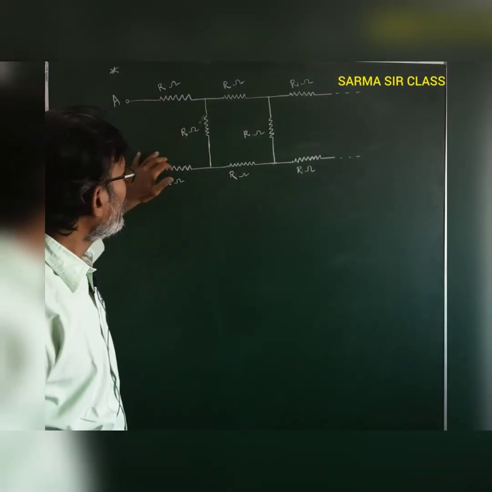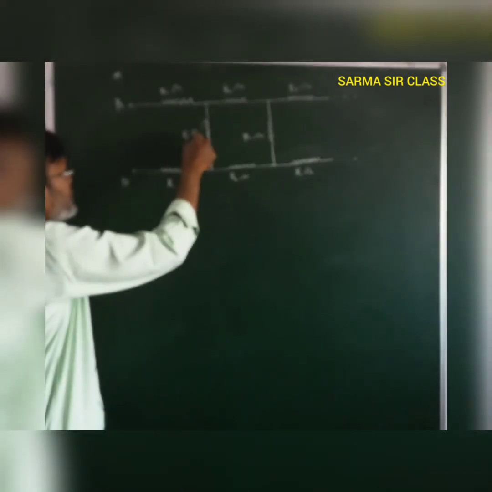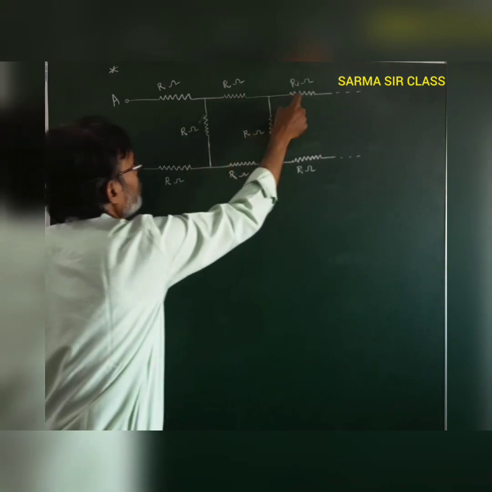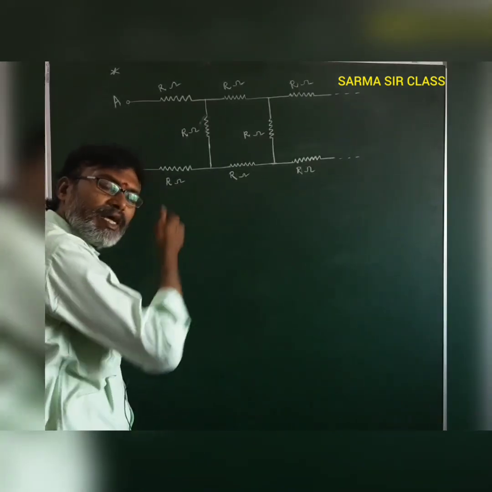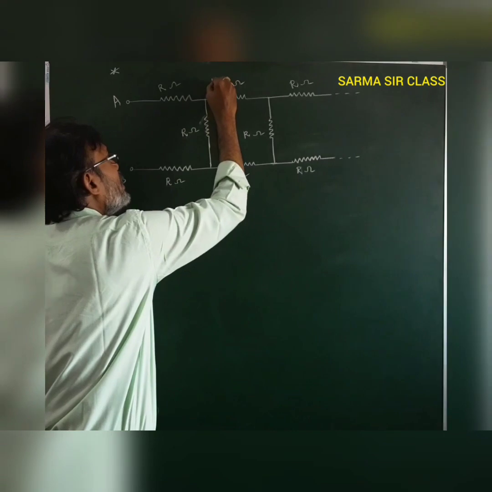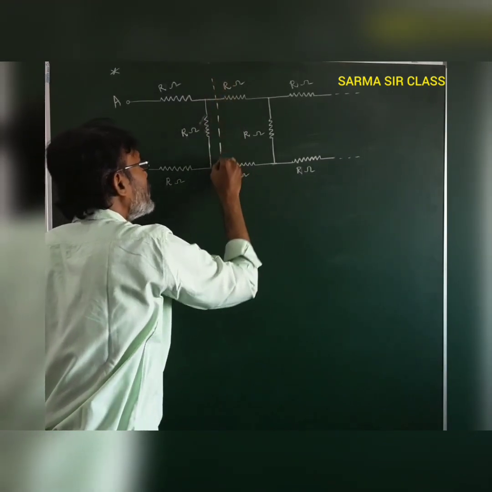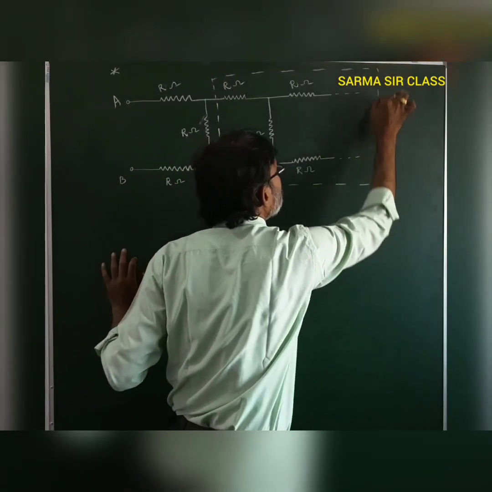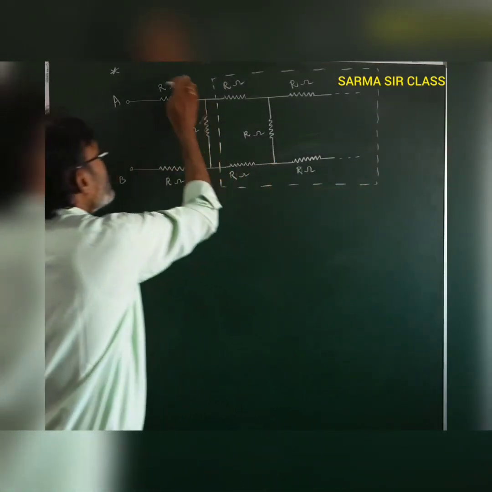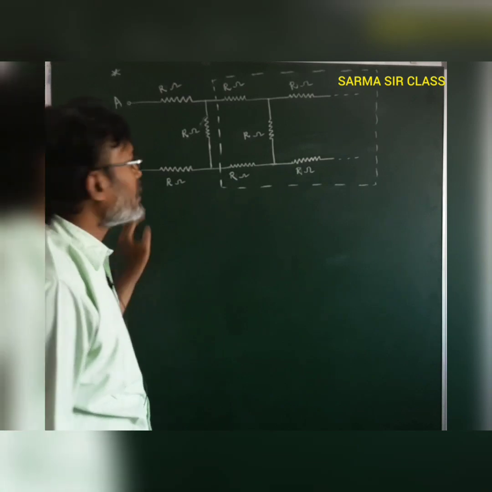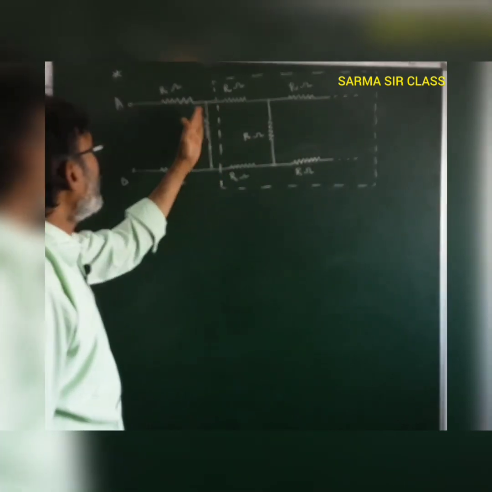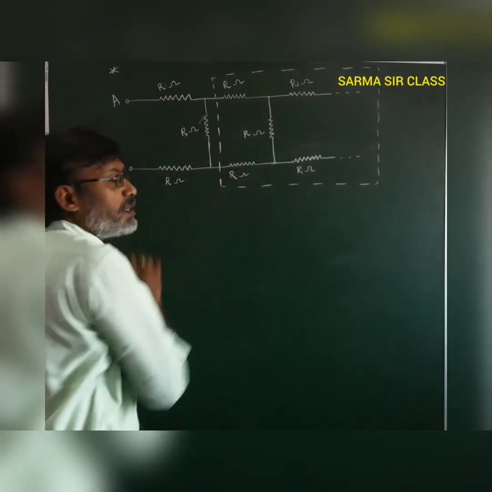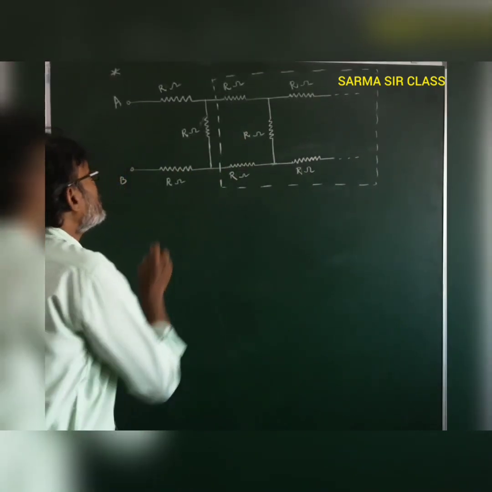Now these same three resistors we are getting repeatedly from here. 1, 2, 3. Again 1, 2, 3. Again we can get them repeatedly, and that's why I am taking this as one part and this as another part.